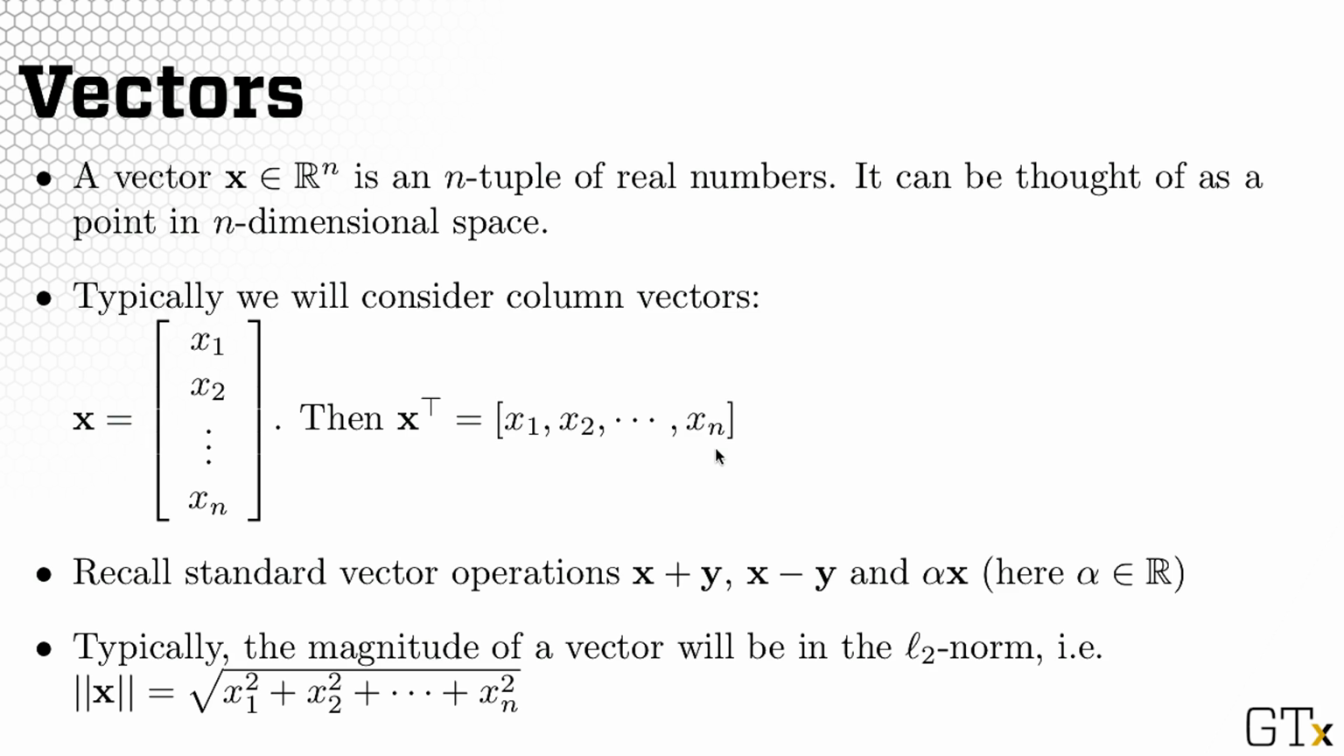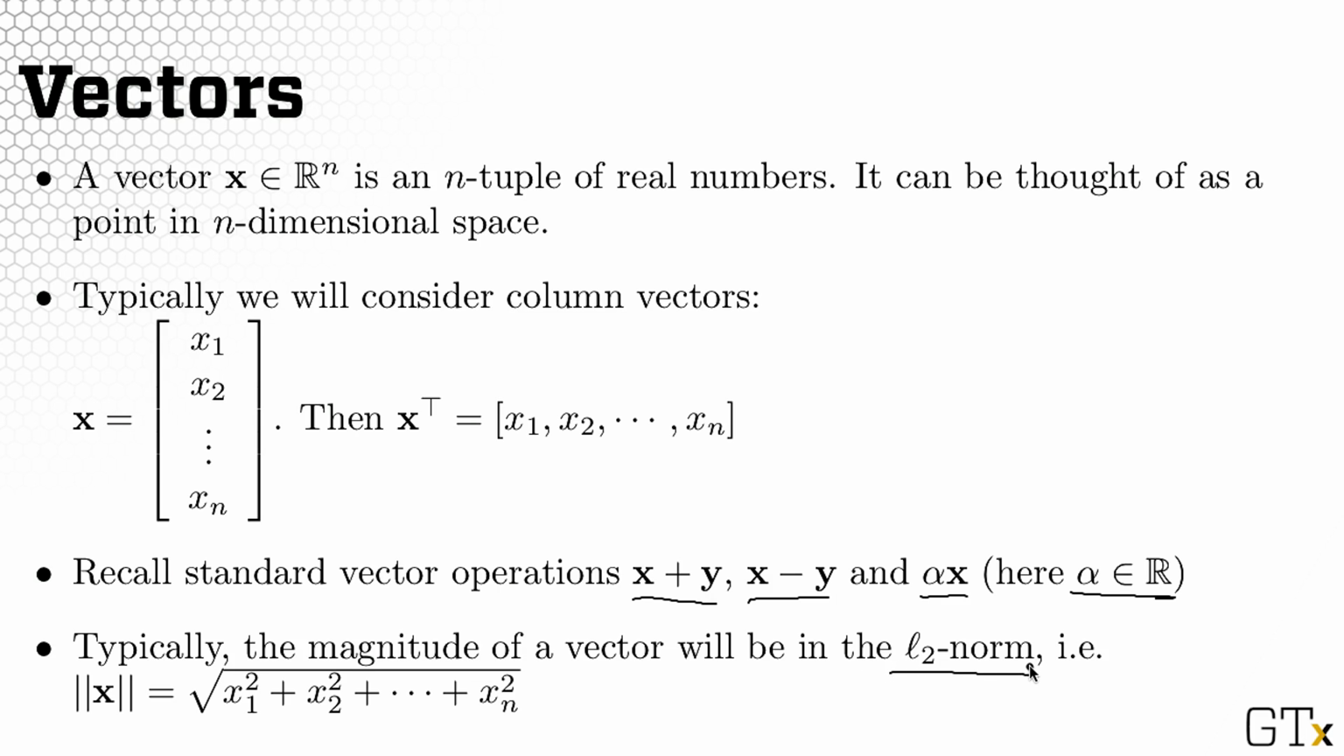You should know the standard vector operations like the sum of two vectors, assuming that these vectors are of the same dimension, of the same size. The sum of two vectors is the component-wise sum of the coordinates. Similarly, the difference of two vectors is the coordinate-wise difference. And multiplication of a vector by a scalar, where alpha here is a scalar, means that you multiply each coordinate by that scalar.